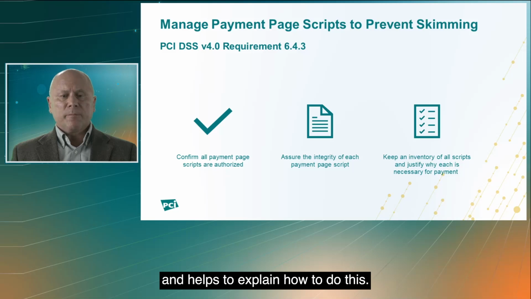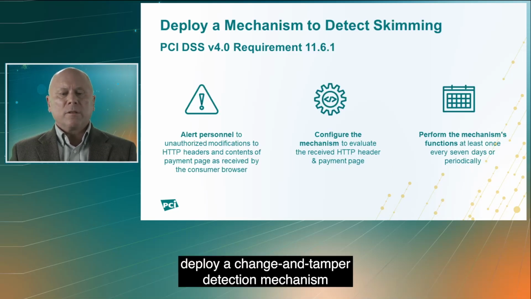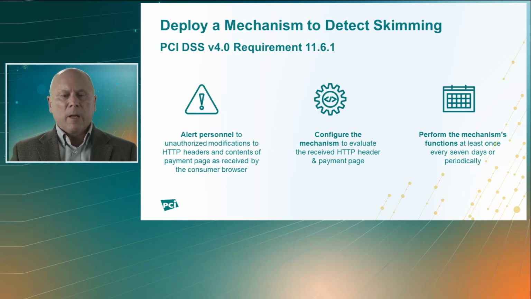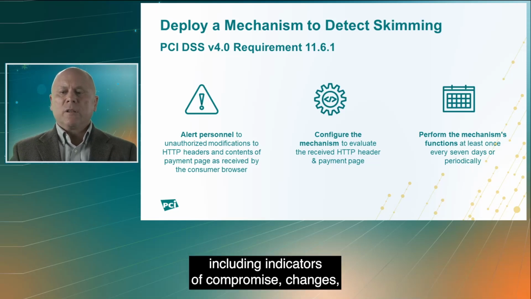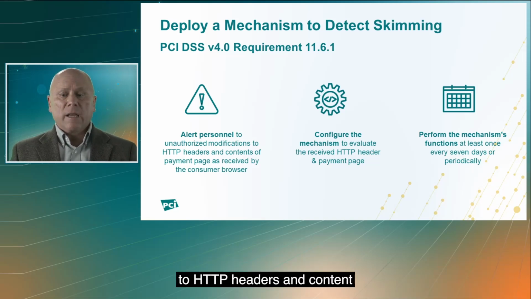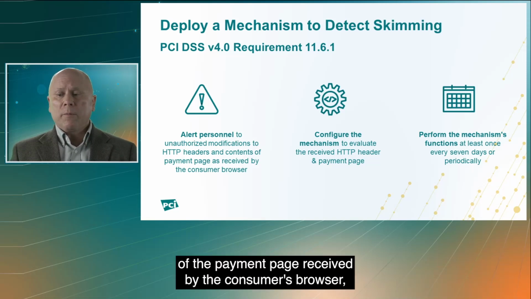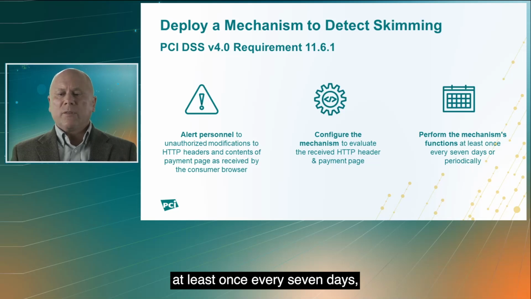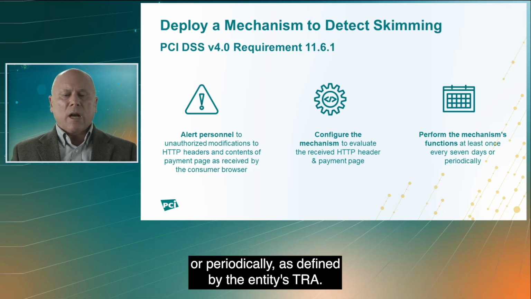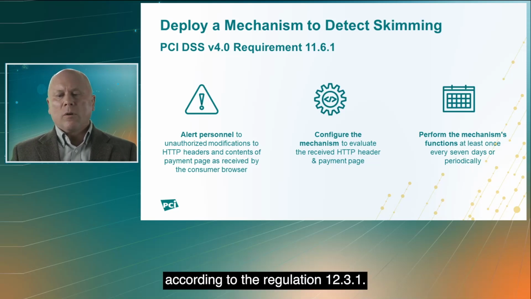The second new e-commerce requirement is to deploy a change and tamper detection mechanism that alerts personnel to unauthorized modifications, including indicators of compromise, changes, additions, and deletions to HTTP headers and content of the payment page received by the consumer's browser. And that the mechanism functions are performed at least once every 7 days or periodically as defined by the entity's TRA. This is performed according to requirement 12.3.1.